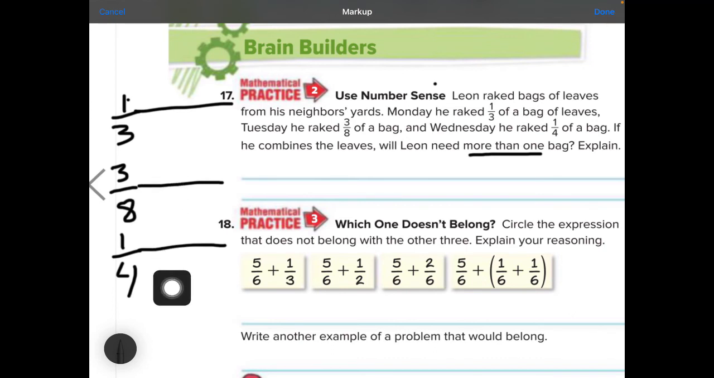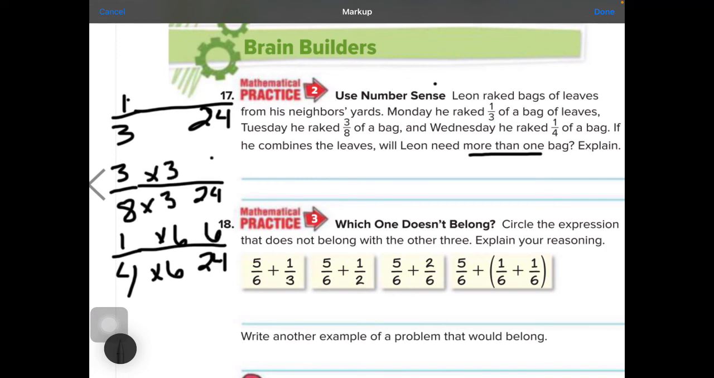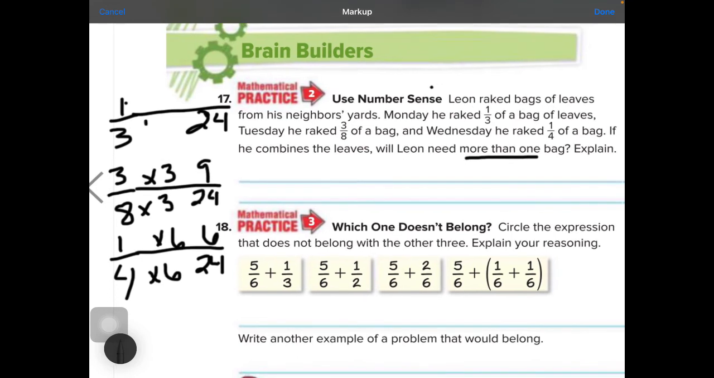So we can look down our times table chart. Let's see. We have 12. Nope, 12 won't work. 16, 18. Well, how about 24? Because these 2 numbers will both go into 24, and these numbers will go into 24. Let's try it. 4 will go into 24 6 times. 8 will go into 24 3 times. And 3 will go into 24 8 times.